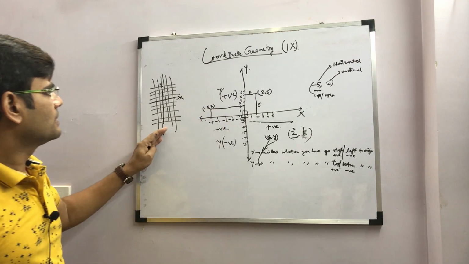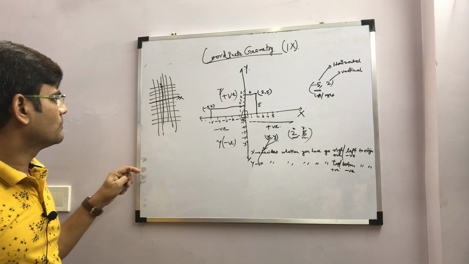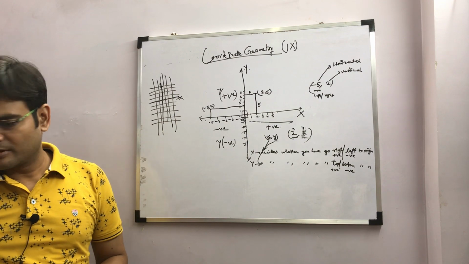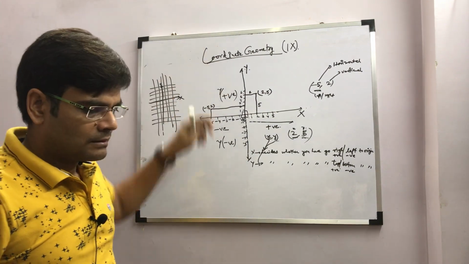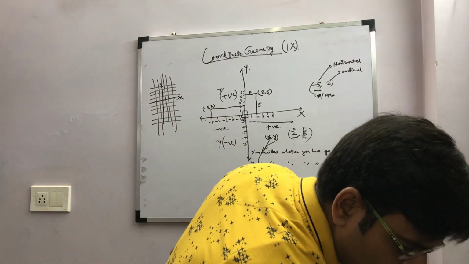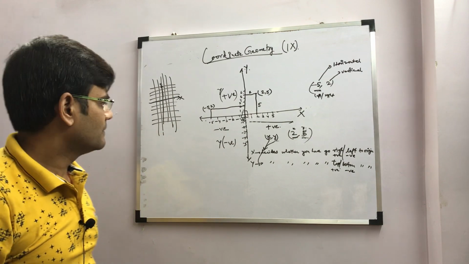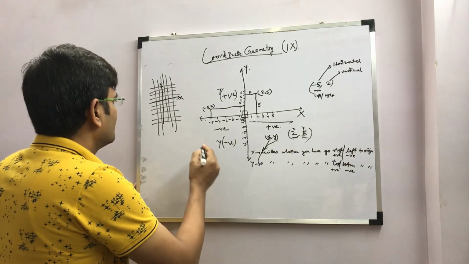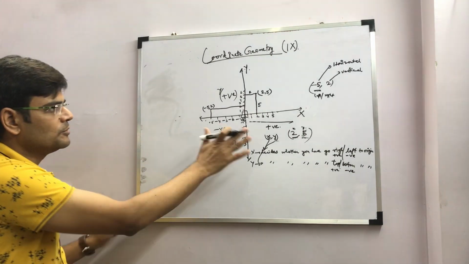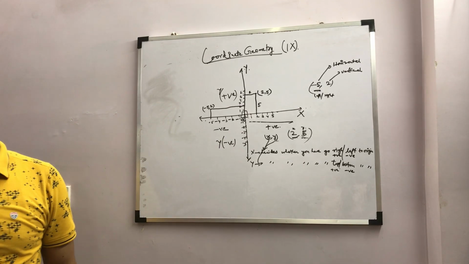So on the graph paper, each and every point has a coordinate. I'll take the help of red pen. Let me see, because then it might confuse you. I don't see it for now. Anyways, I'll try to draw again. So hope you understood this much.